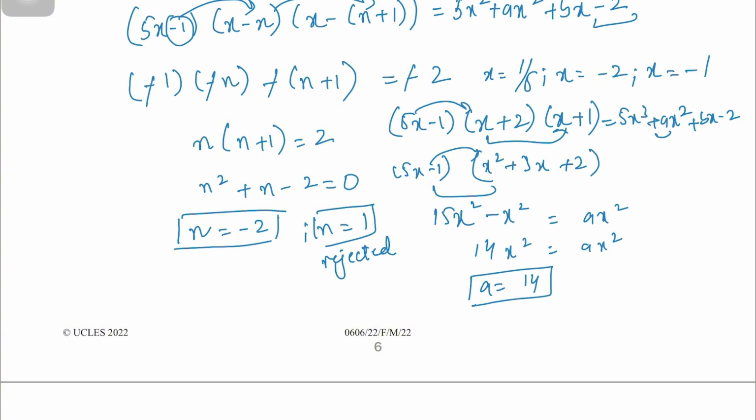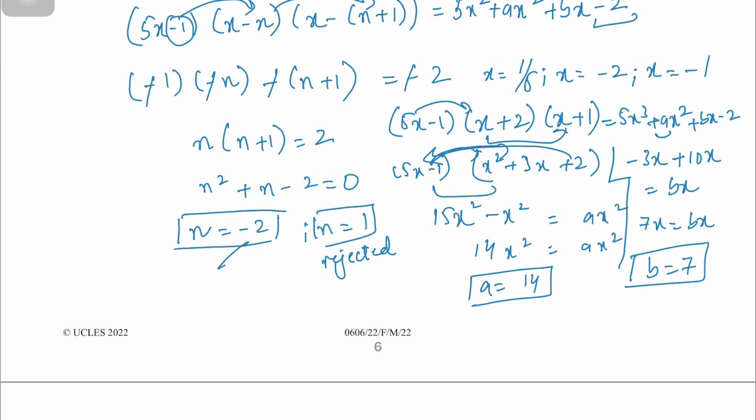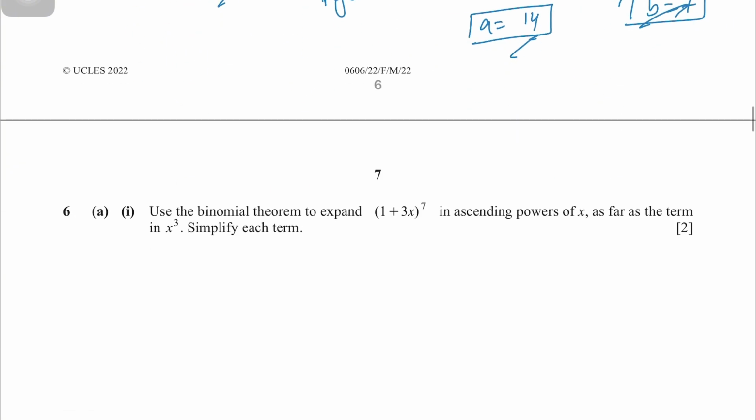Similarly, we can do it for b. Negative 1 can be multiplied by 3x, so this would be negative 3x, and 2 can be multiplied by 5x, so this would be plus 10x equals bx. This would be 7x equals bx. Our b would be simply 7. So we have our n, we have our a, and we have our b.